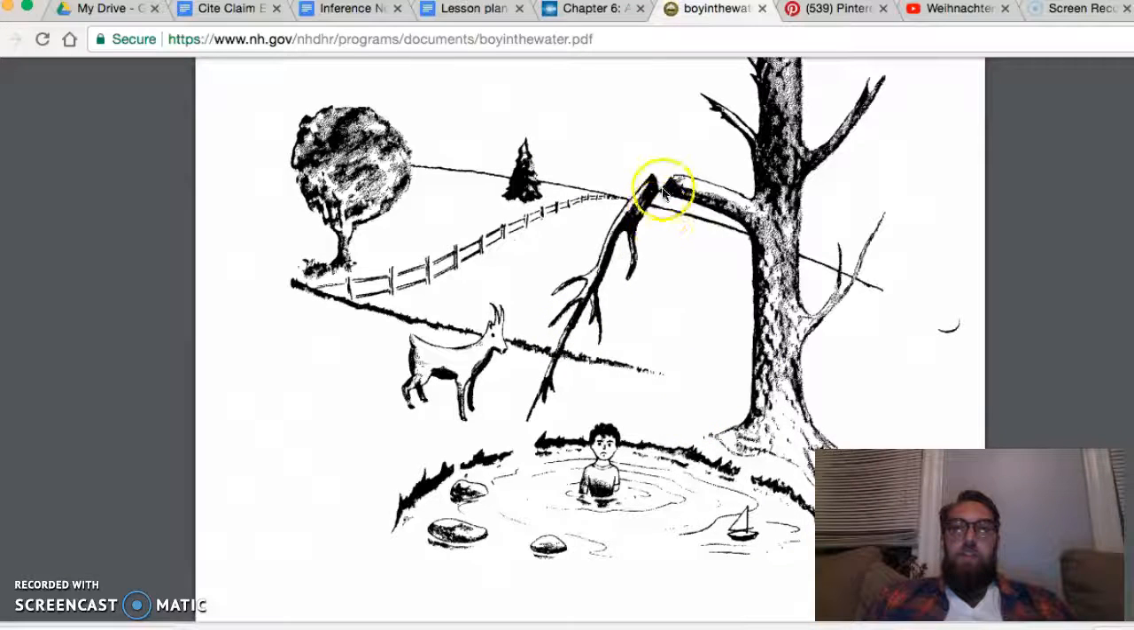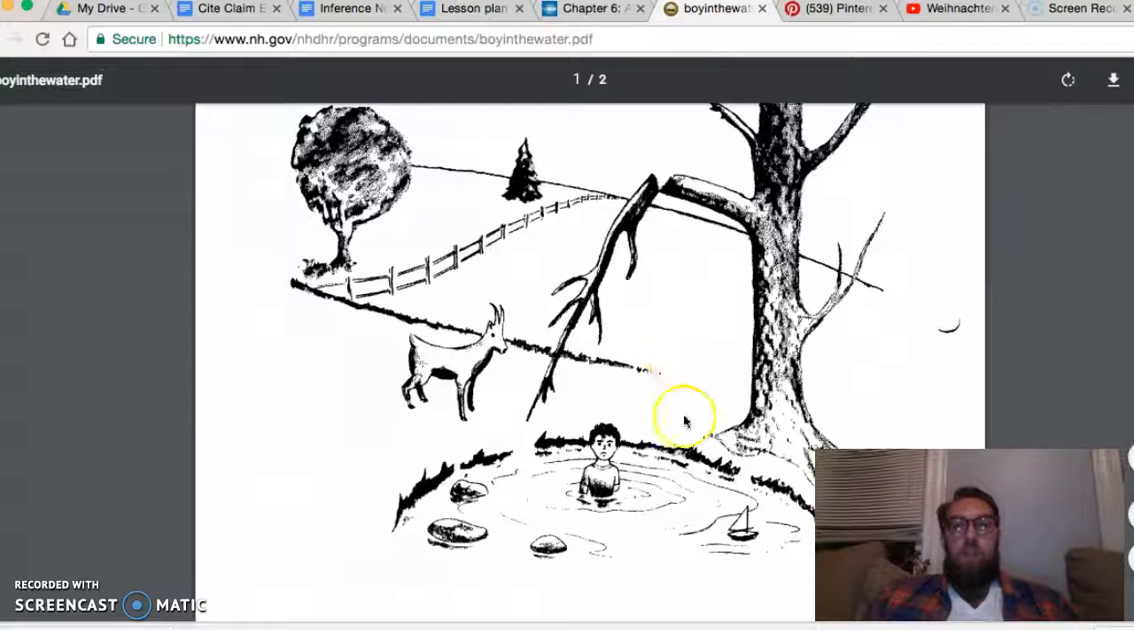Okay, so my observations: there's a broken branch, there's a goat, there's a boy who recently fell in the water. How do I know that? Because there are these ripples. What else do I observe? There's a sailboat. Those are probably the most important things. So what is my inference? What happened? Well, I think that he was watching his toy boat, his toy sailboat. He was sitting on the branch and it cracked and he fell into the water.